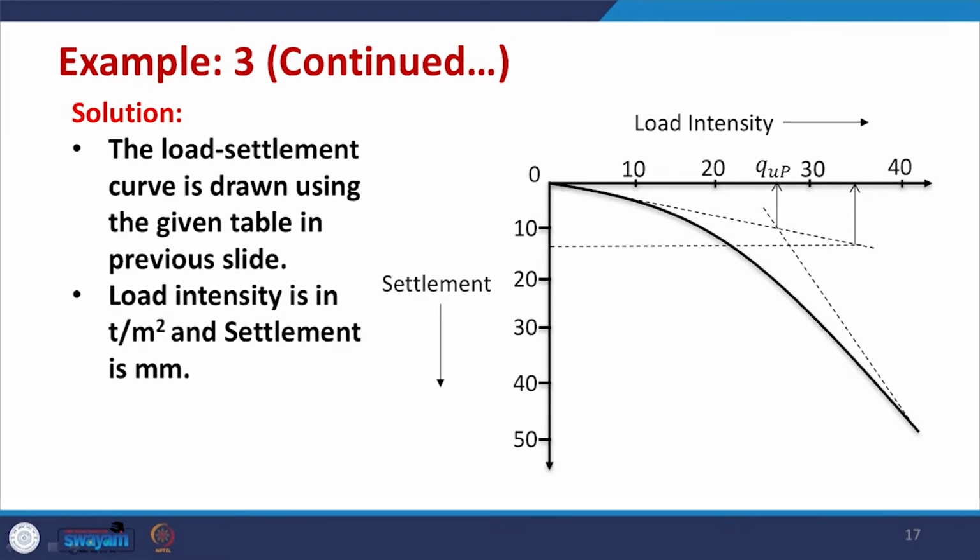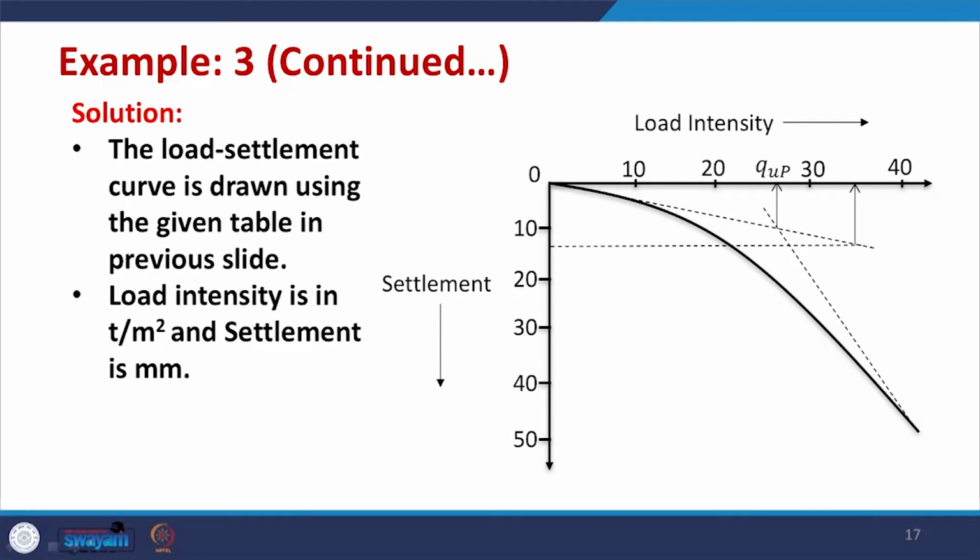One component is the initial component, and if I draw an asymptote here, this is the last part, this is the asymptote, and both are meeting at this point. The load intensity corresponding to this point is called QUP, which is shown in this figure. The load settlement curve is shown here, and the load intensity in this case is in ton per meter square.